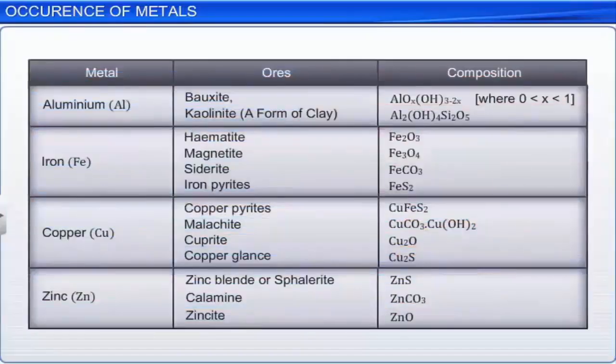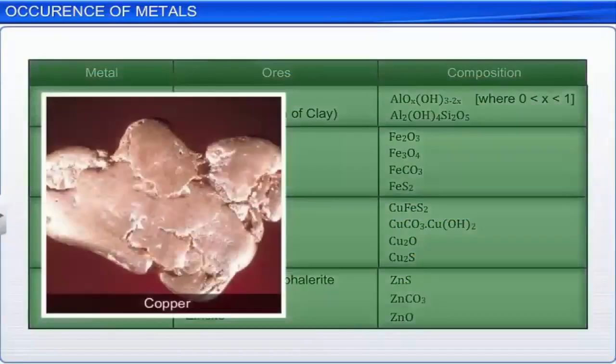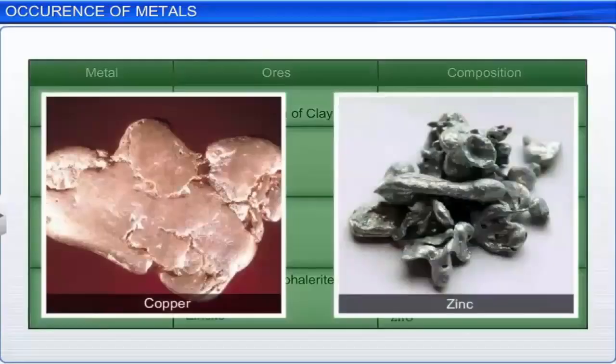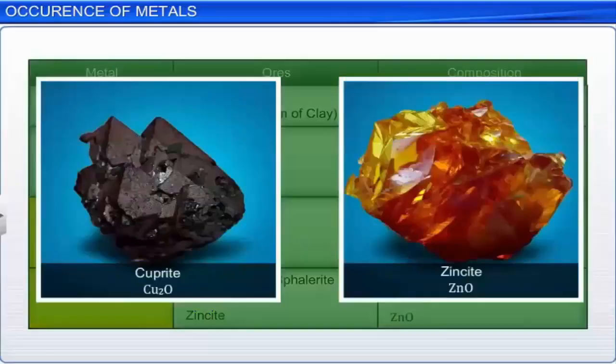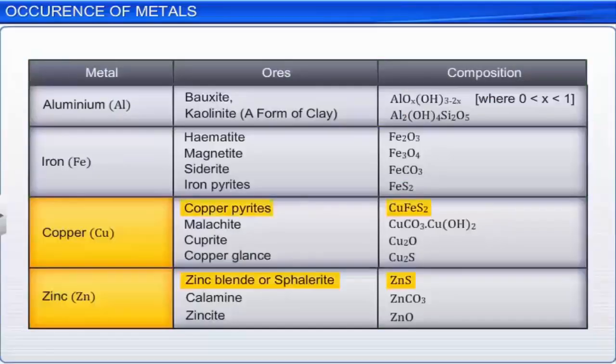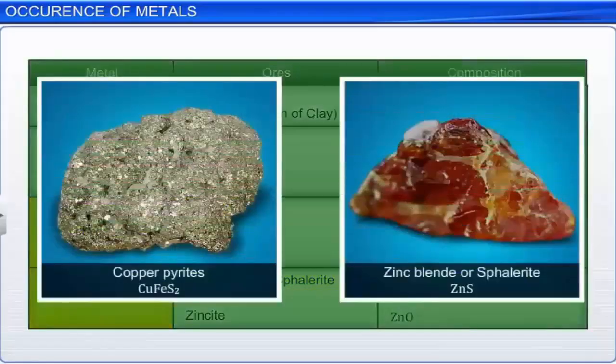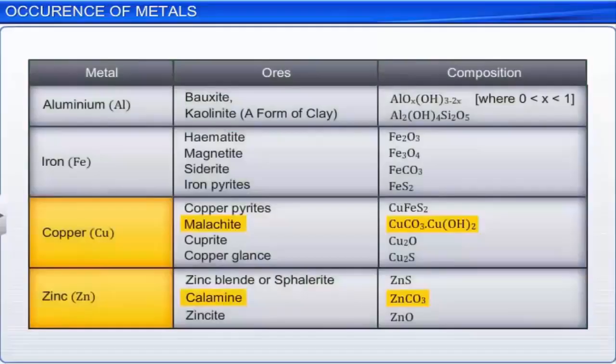Other metals that are extensively used are copper and zinc. You can see from the table that copper and zinc are extracted from their oxide, sulfide or carbonate ores.